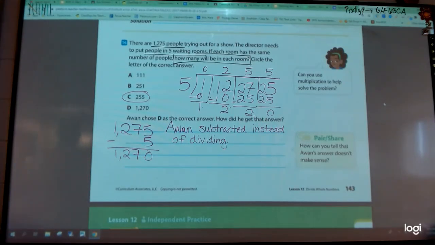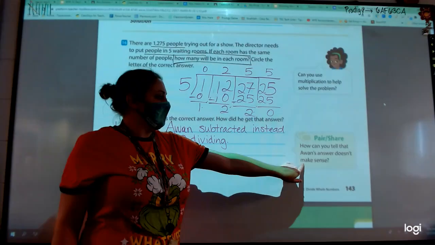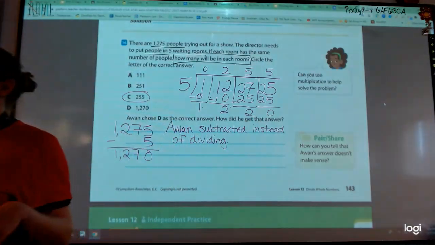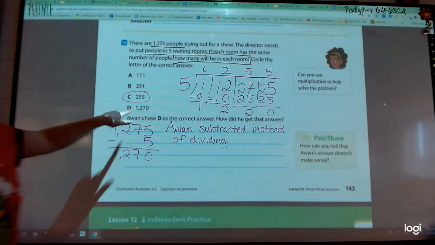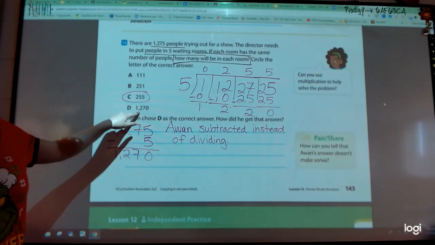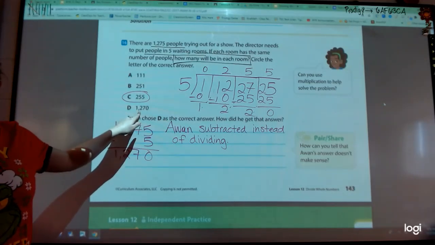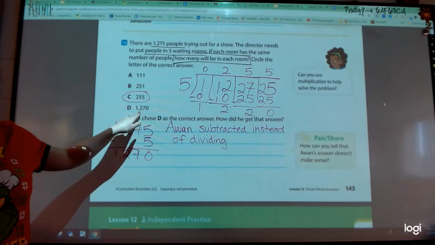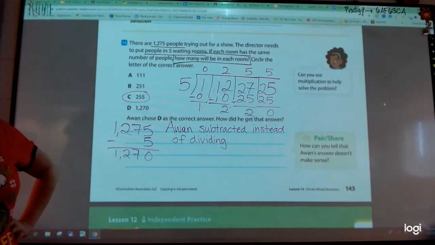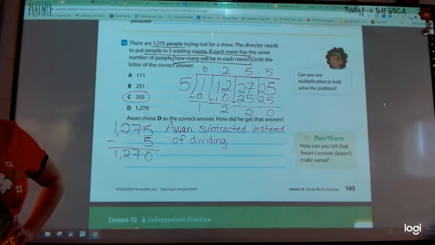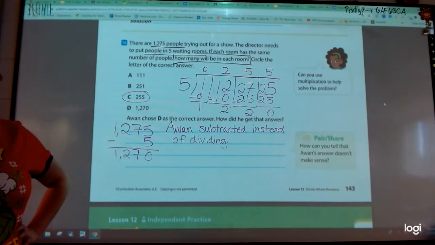All right, and I have one more question for you after you're done writing that down. Just by turning on our brains and thinking, how do we know we wouldn't get that answer to this problem? How could your brain tell you that doesn't make any sense? Josiah? Because if you divided it by 5, it wouldn't be that high of an answer.